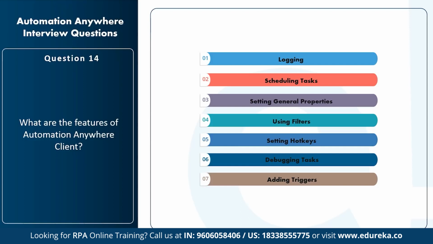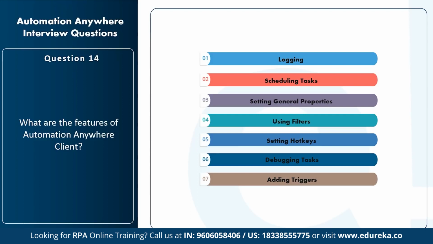One of the distinguishing benefits of automating your tasks with Automation Anywhere is the ability to launch a task with the press of a single key. Moving on to the next feature, debugging a task. Automation Anywhere provides a facility that enables you to debug complex and long automation tasks.